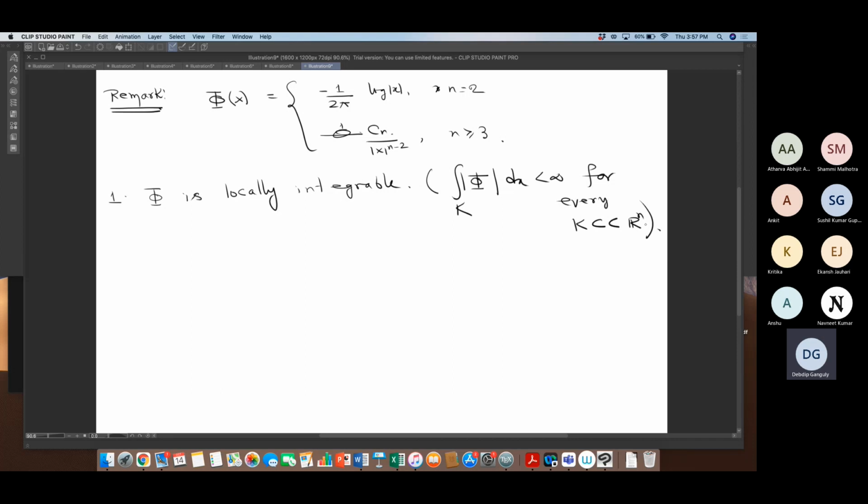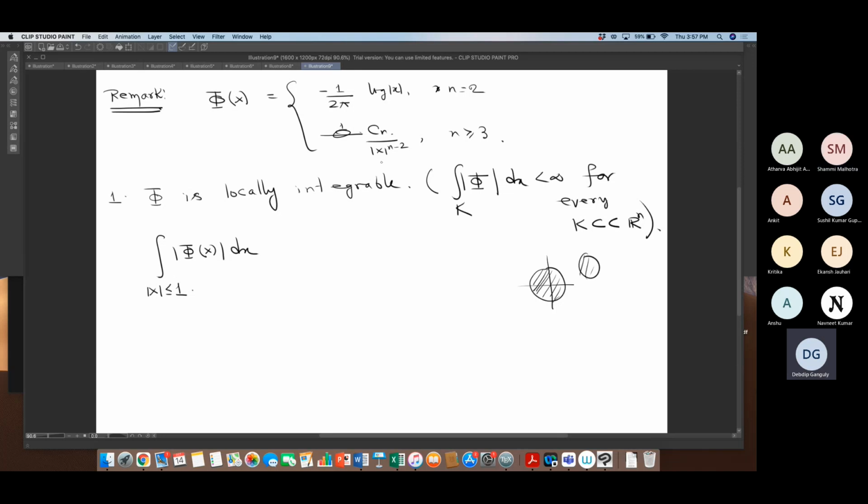It is enough if I consider this compact set, mod x less than or equal to 1. Is that clear? Why? That means I choose a compact set. Of course, phi is not defined at 0, but I choose a compact set. Is that clear? Yes or no? We can normalize it.